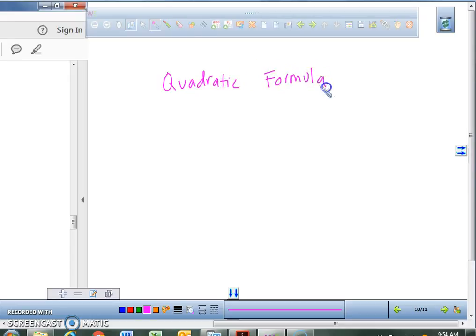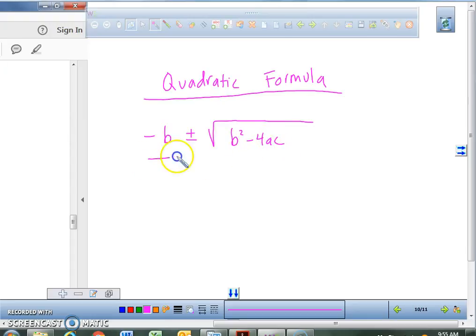We're going to be doing number 4, but I want you in your journal, at the very top of your page if you want, to write down the quadratic formula, which is negative b, plus or minus the square root of b squared minus 4ac, all over 2 times a. Now, this formula only does one thing. It finds roots. That's what it does.